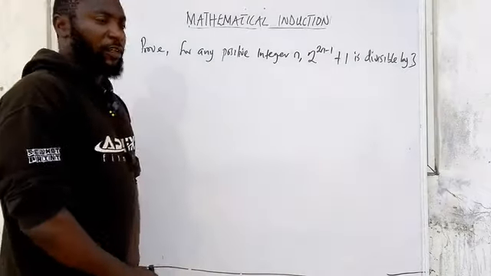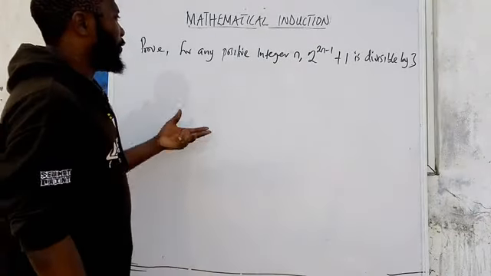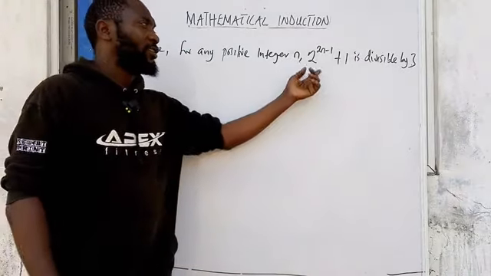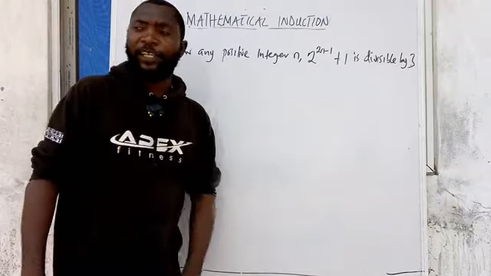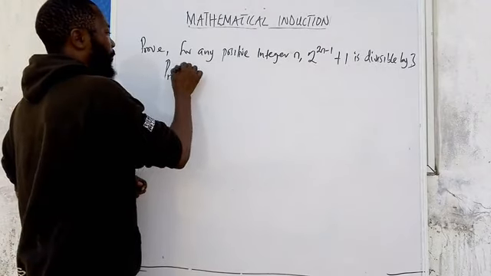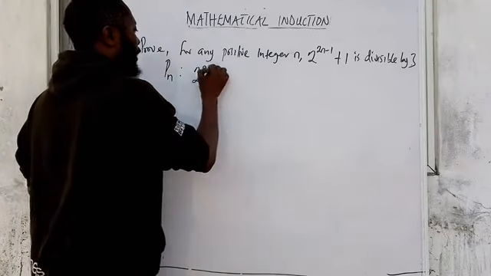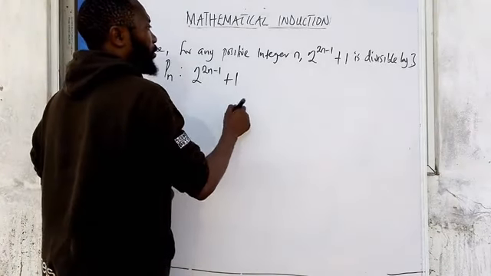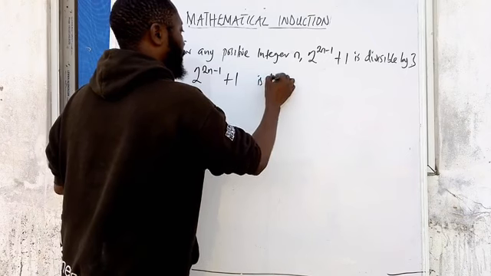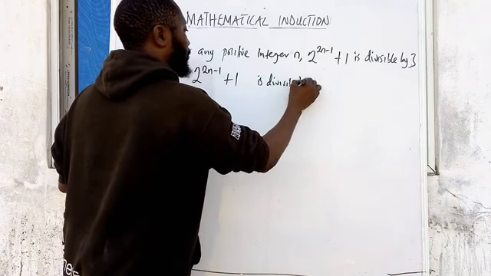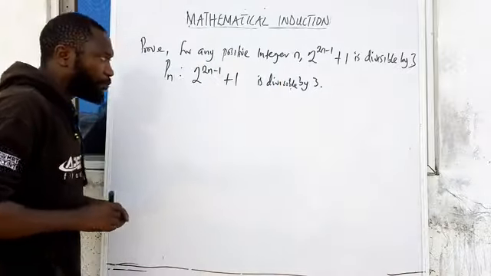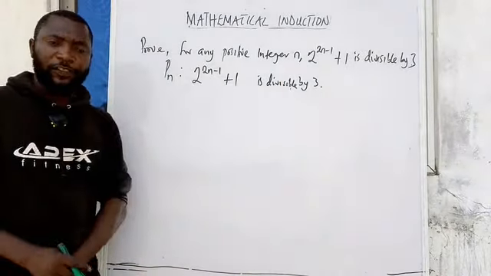So here's another example. You have to prove that for any positive integer n, this expression is divisible by 3. So our proposition, P(n), is: 2 raised to the power of 2n minus 1, plus 1, is divisible by 3.